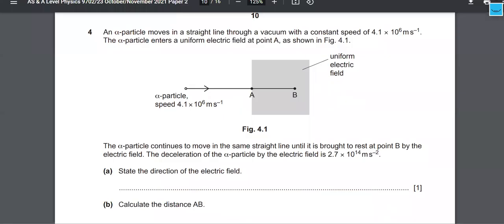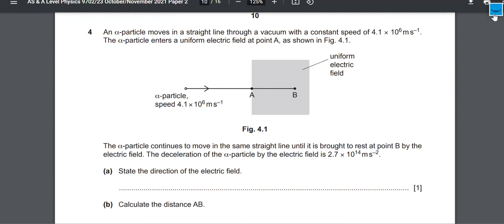All right, in this worked example, it reads: an alpha particle moves in a straight line through a vacuum with a constant speed of 4.1 times 10 to the 6 meters per second. The alpha particle enters a uniform electric field at point A, as shown in figure 4.1. The alpha particle continues to move in the same straight line until it is brought to rest at point B by the electric field. The deceleration of the alpha particle by the electric field is 2.7 times 10 to the 14 meters per second squared.